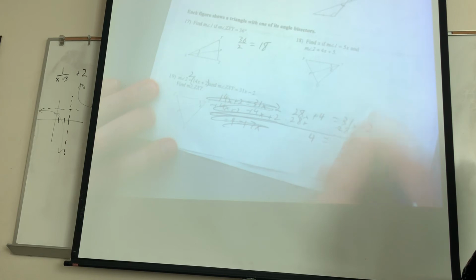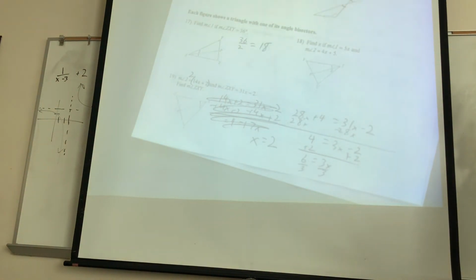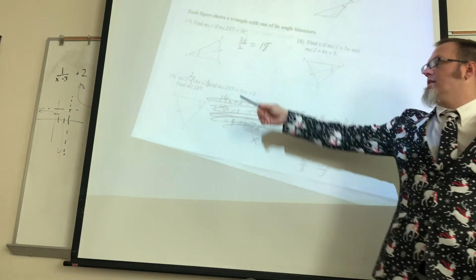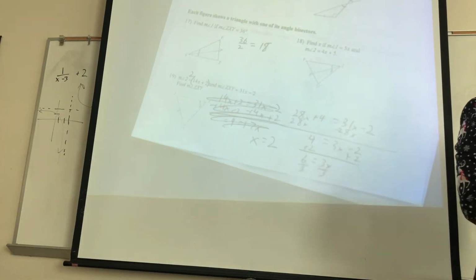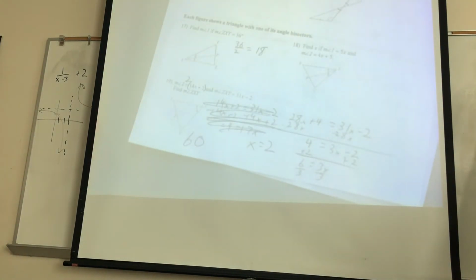4 is equal to 3x minus 2. We add 2. That's 6 is equal to 3x. We divide by 3, and we get x is equal to 2. It still doesn't give us what they're asking for, and what they're asking for is the measure of ZXY. So we need to put this 2 back in here. 31 times 2 is going to be 62 minus 2 is 60 for the measure of the angle. Okay, so there's a lot there.